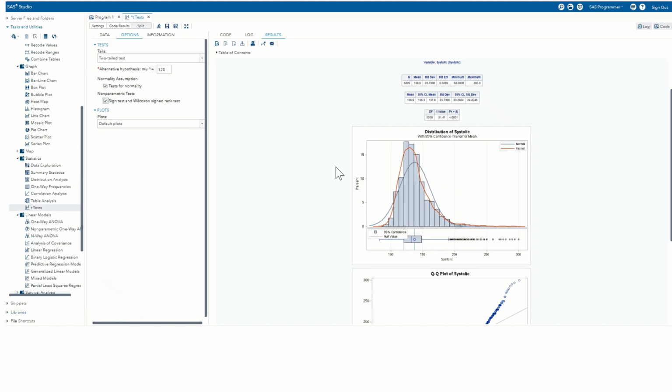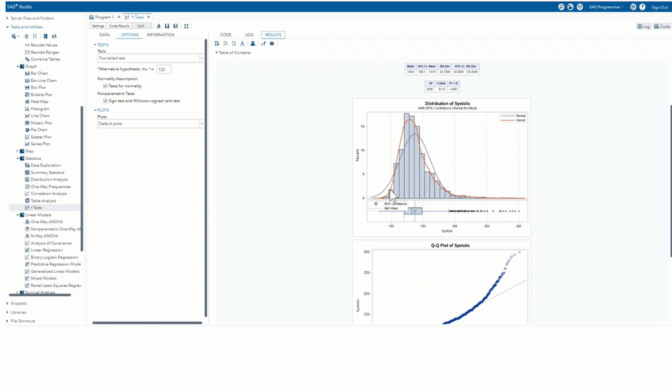Since our data was not normally distributed, we have to conduct what is known as a non-parametric test. To do that, we'll keep all the options we had previously as such. The only thing we are going to change is to check this box, non-parametric test, signed rank test, Wilcoxon signed rank test, and then submit the code again.